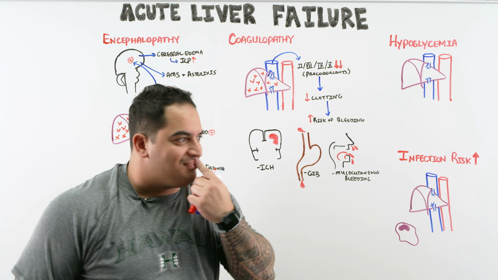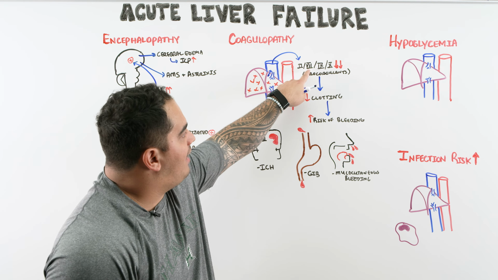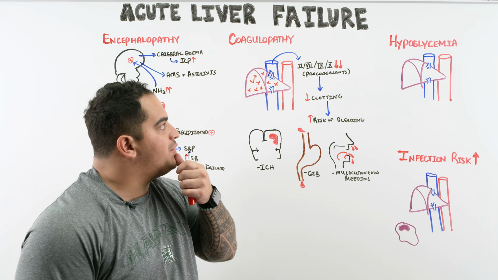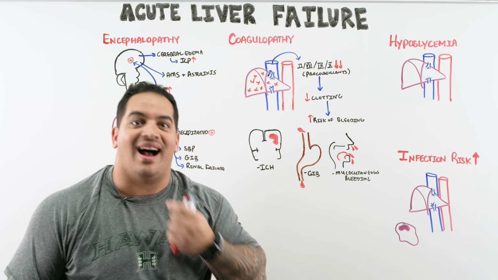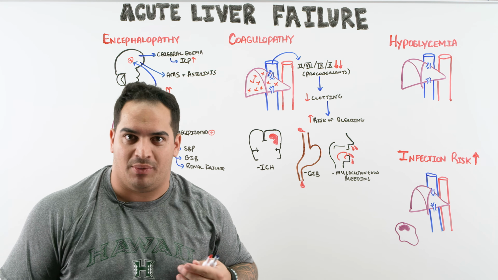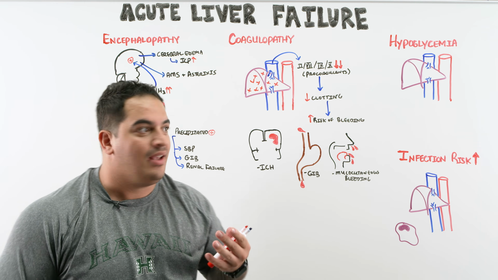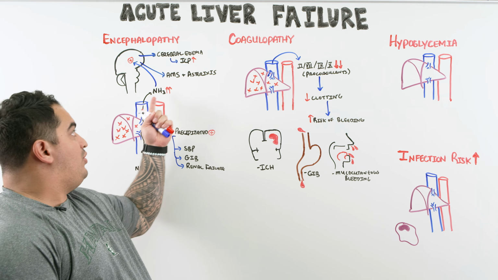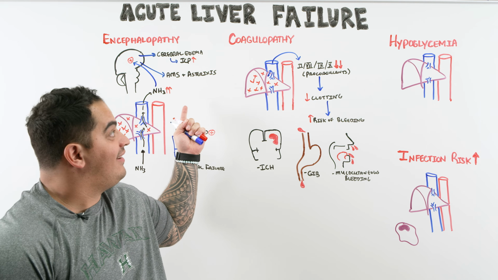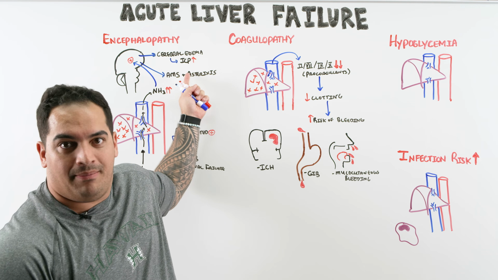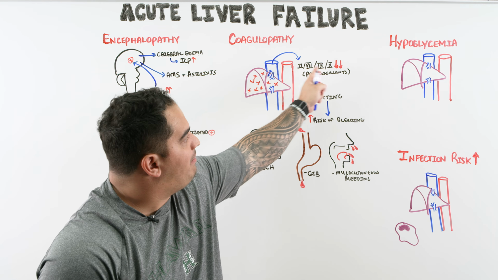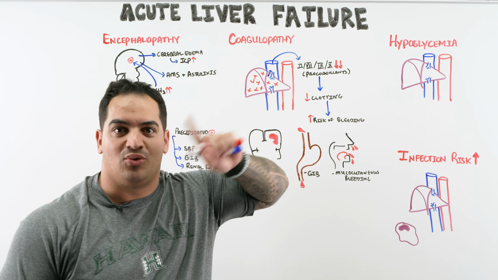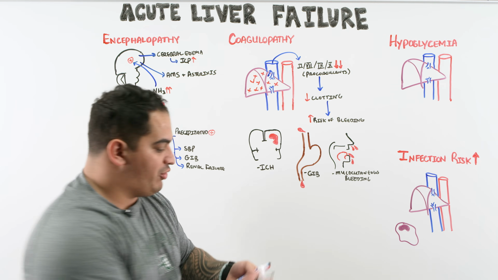But here's the other thing. Factor 7 is the really big one, because what's interesting is it's one of those procoagulants that gives us an idea of what we call the INR, the International Normalized Ratio, which is a lab value that we use a lot. Ammonia is also one that we use as a lab value. We can look for that. Well, we really prefer the exam in the setting of acute liver failure. But it's hard to measure all of these.